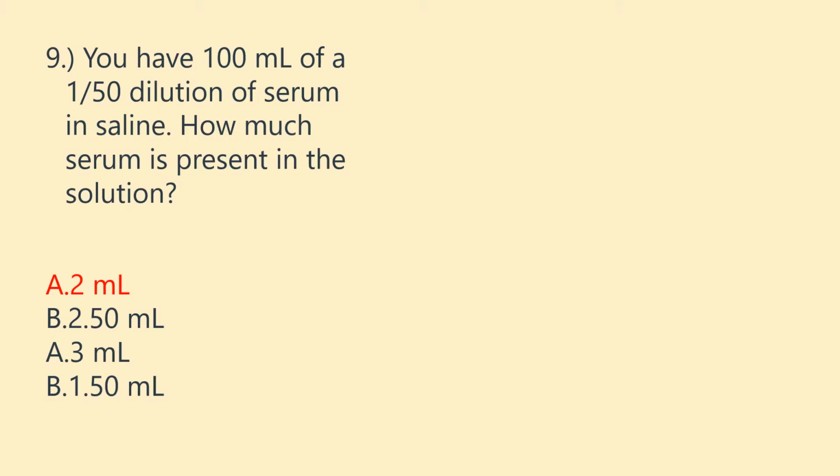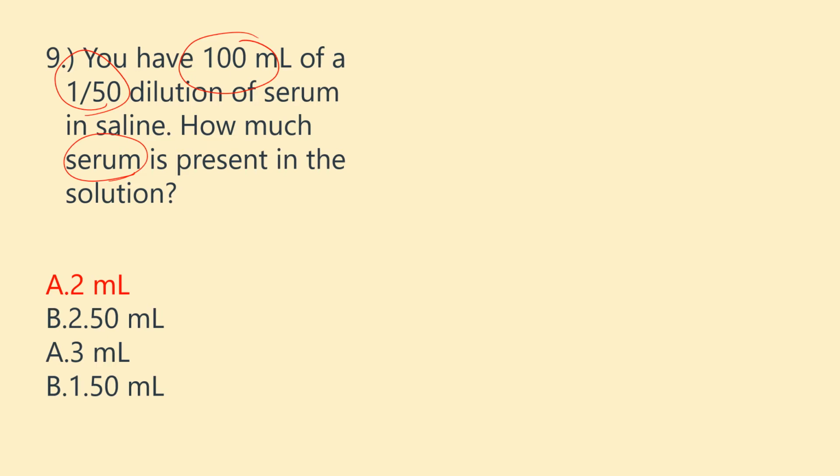Question number 9 is similar to question number 7 and question number 8. So in the problem, you have 100 ml of a 1 over 50 dilution of serum in saline. So how much serum is present in the solution? So you are provided with the total volume of the solution with its dilution, which is 1 over 50. So we are being asked to determine the volume of the solute or the serum.